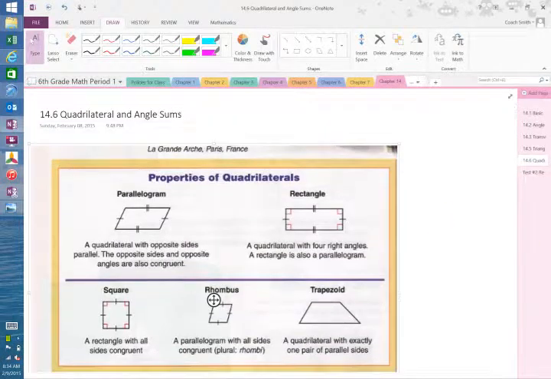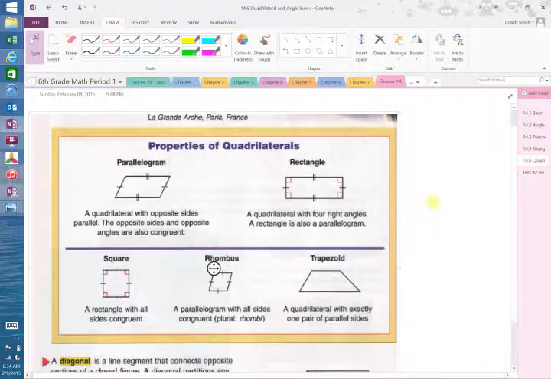All right. Starting with our 14.6, and this will be the last one that we do in this chapter. And it's talking about quadrilaterals and angle sums.